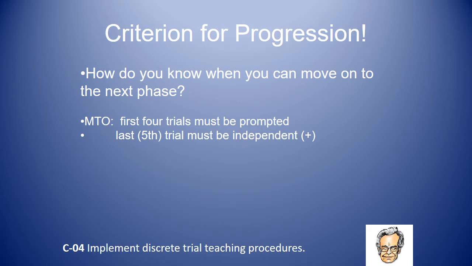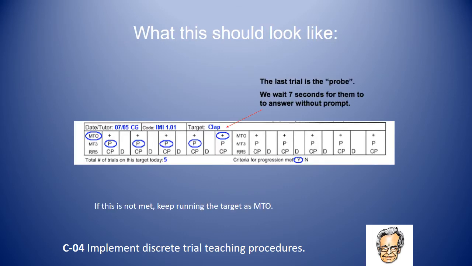The criteria for progression. This is how we know to move on. MT0. The first 4 trials will always be prompted. The last trial must be independent or a plus. So they had to beat the 7-second prompt, remember? You had 7 seconds to wait. If they did the behavior, the response in that 7 seconds, it's a plus. There's what it should look like for criteria for progression.